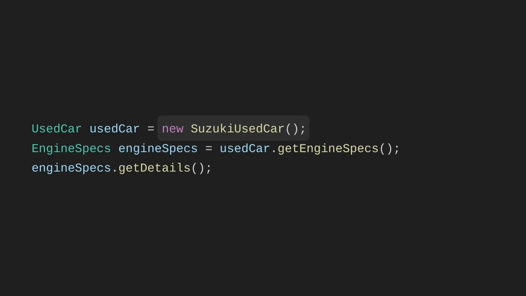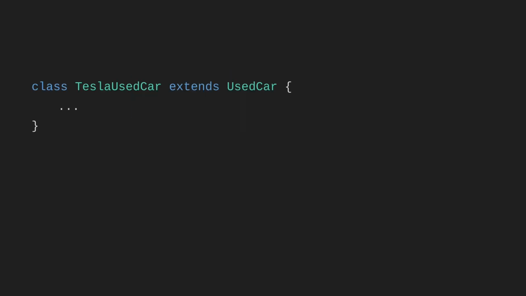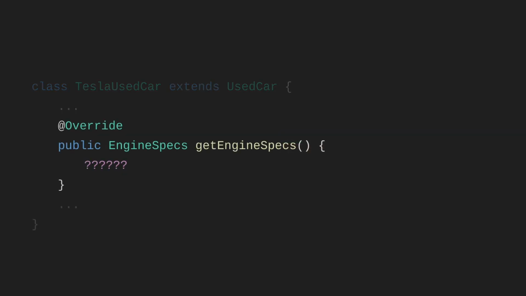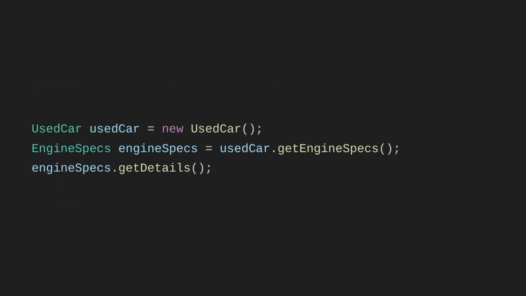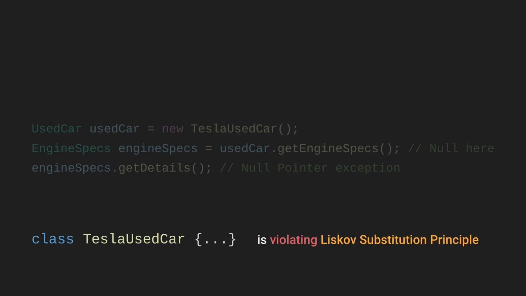Now let's see what happens when we add Tesla to the scene. We create a subclass called Tesla used car, and there is a problem. Teslas don't have engines. So what should we do about getEngineSpecs method from the base class? Let's return null for now. Now we no longer can substitute a child class object for the parent class object. It will break our client code. Tesla used car class is violating LSP.